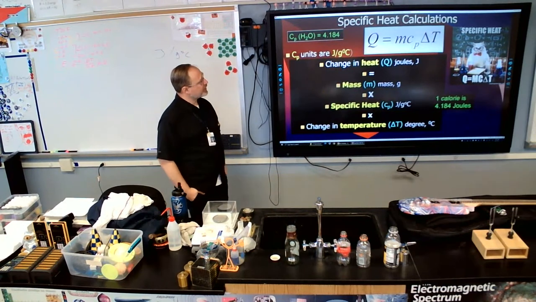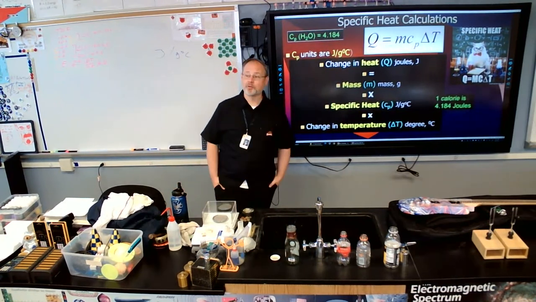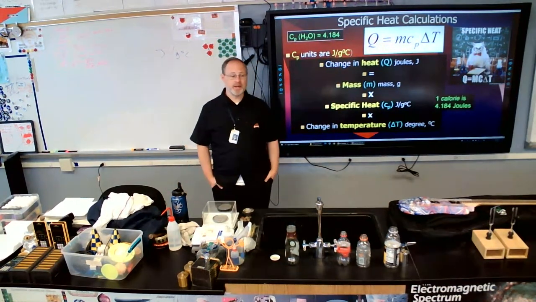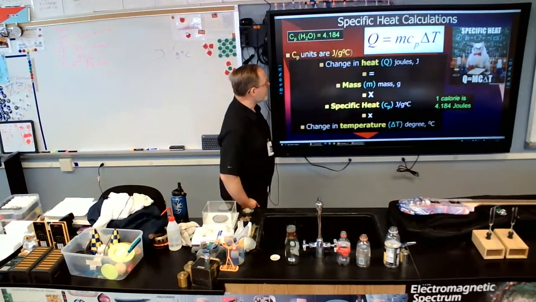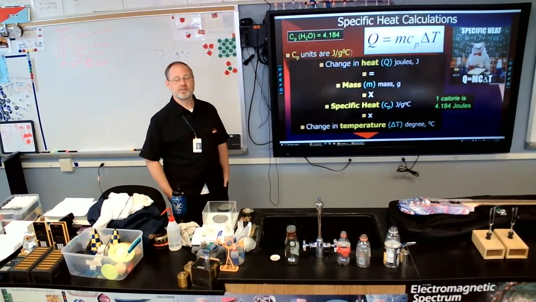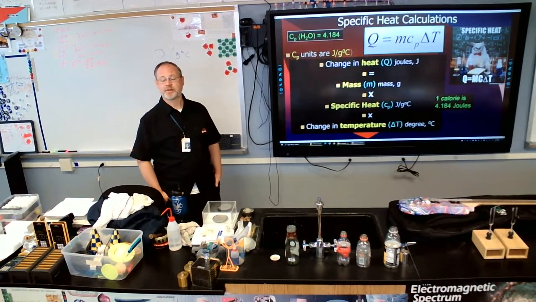So that's our formula, MC delta T. If we want to heat something up or allow something to cool down, the heat going in when we want to warm something up, or the heat coming out when we want to let it cool down, is MC delta T. Mass, specific heat, change in temperature.